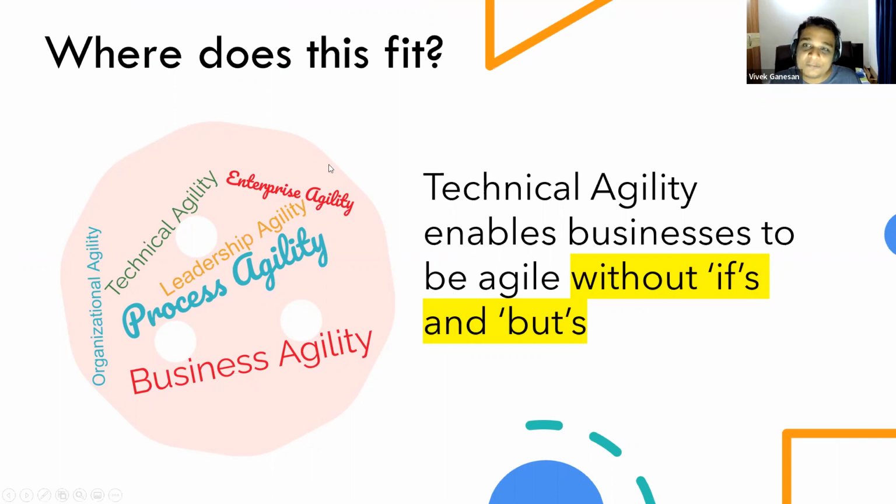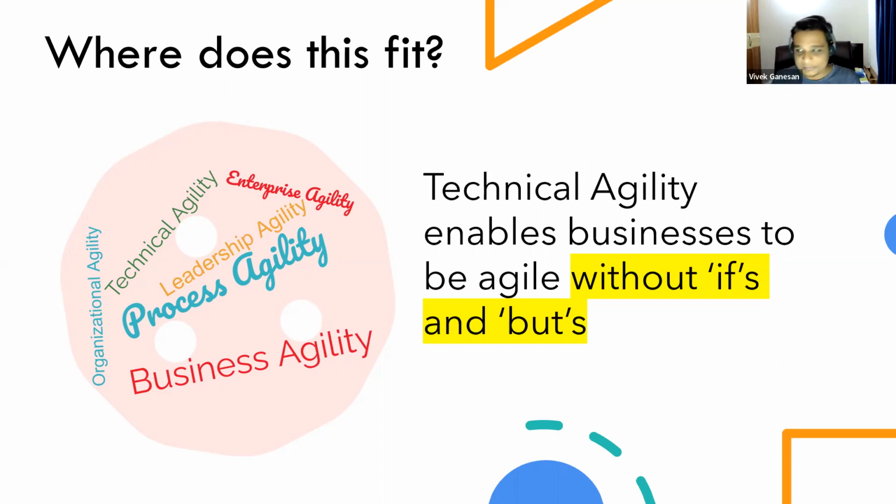So we have come a full circle, starting from, okay, there are a lot of jargon terms in terms of agility, this agility, that agility. Where does technical agility fit? Technical agility fits by helping engineers to build products that can be changed quickly, right? It enables the businesses to be agile without ifs and buts. That is where the technical agility part fits, right?